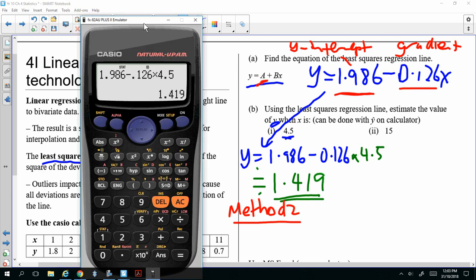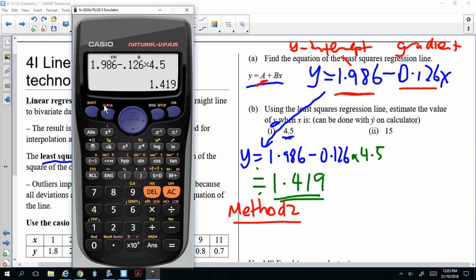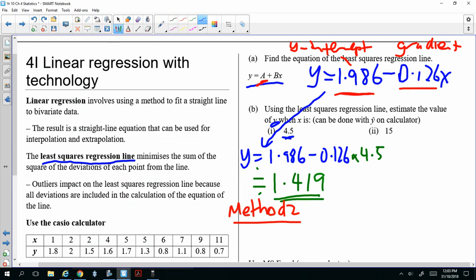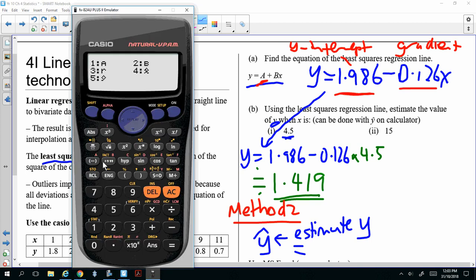So what you do is press shift 1 again, press 5. Now notice there's a y, but it has a hat on there. This means that the y with the hat means estimate y. Let's try to do that. I'm going to press 5 to estimate the y, but you need to give an x value of 4.5, so I think you press 4.5 in front. 4.5 and estimate y gives you this.